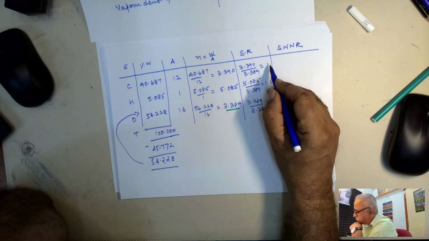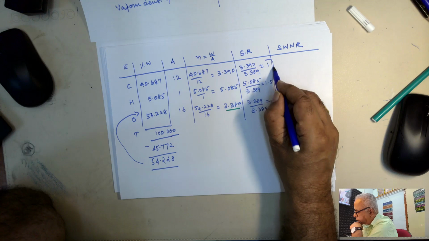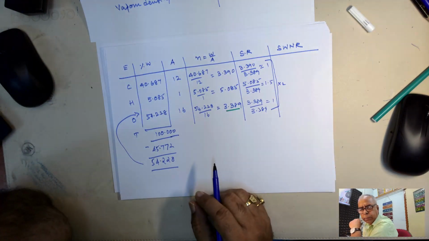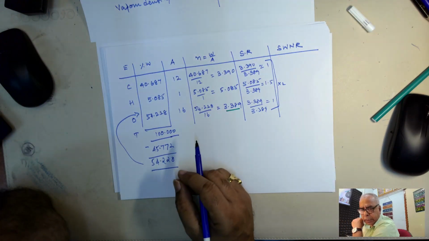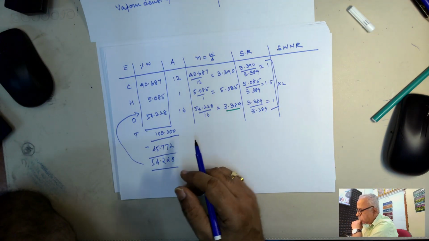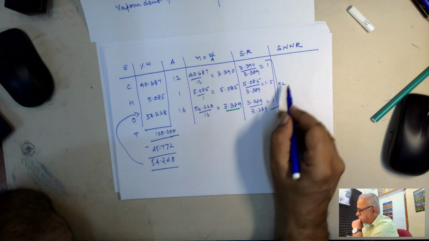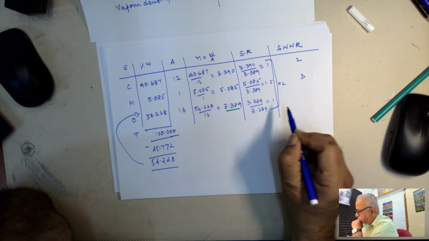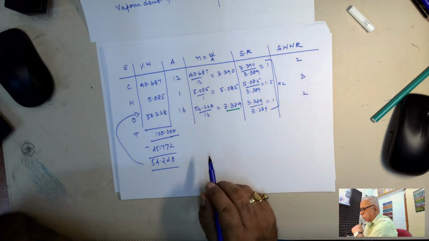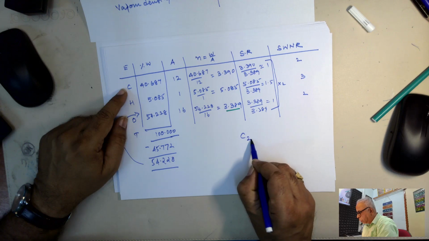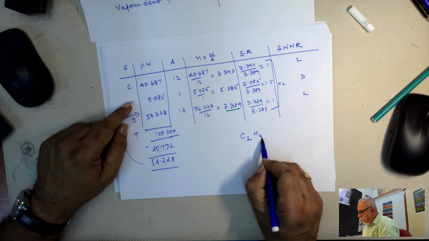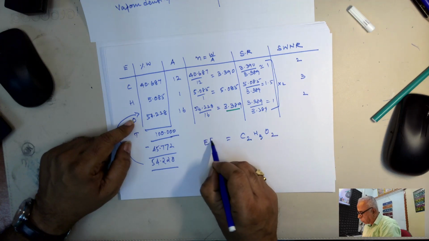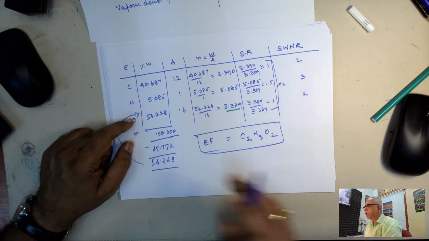For that, you can multiply entirely by 2, so that you have the simplest whole number ratio. Because in a ratio, you should not get any decimal. We want a whole number ratio only. So 2 into 1 is 2, 2 into 1.5 is 3, 2 into 1 is again 2. Therefore, carbon should be 2, hydrogen should be 3, oxygen should be 2. This is the empirical formula. This is the way we determine the empirical formula.